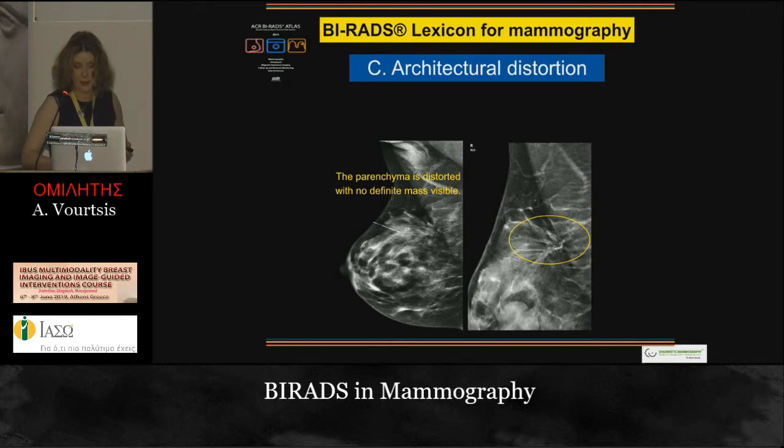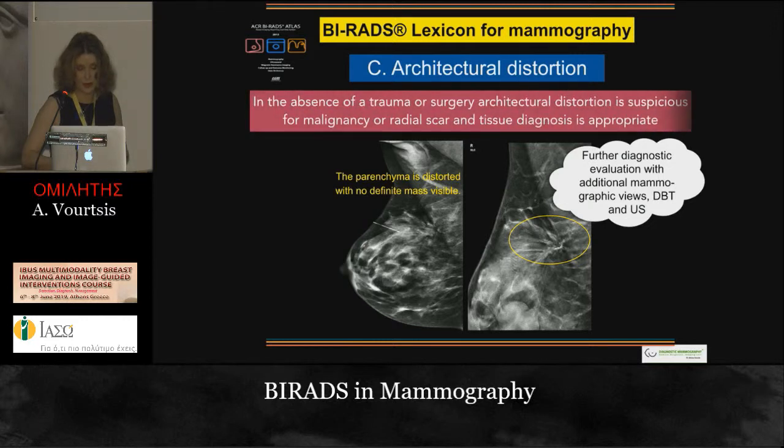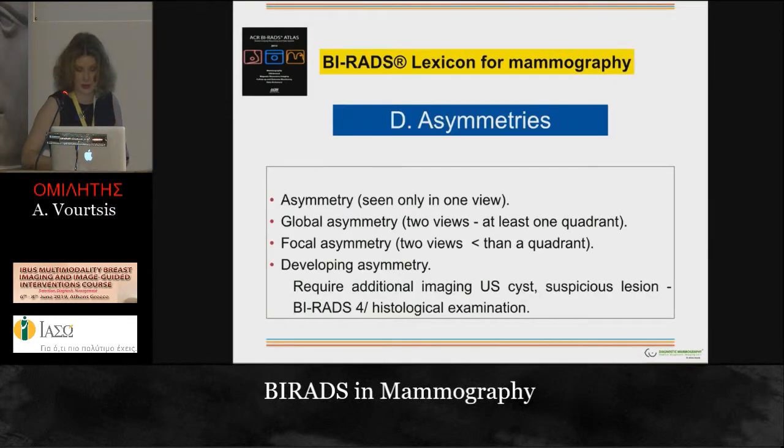Our next entity is architectural distortion, where the parenchyma is distorted without the appearance of a definite mass, and further diagnostic evaluation is always needed with additional mammographic views, with DBT or ultrasound. It depends on what is available in your practice or in your hospital. Remember that in the absence of trauma or surgery, architectural distortion should always be considered a suspicious finding for malignancy or even radial scar, and tissue diagnosis is necessary.